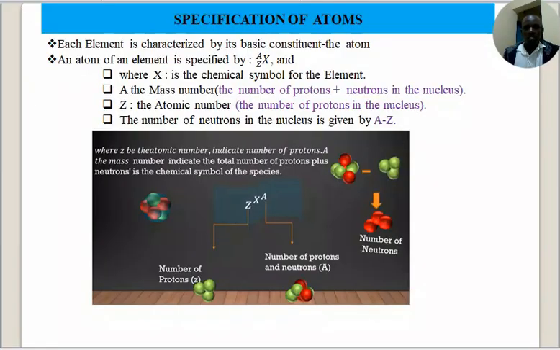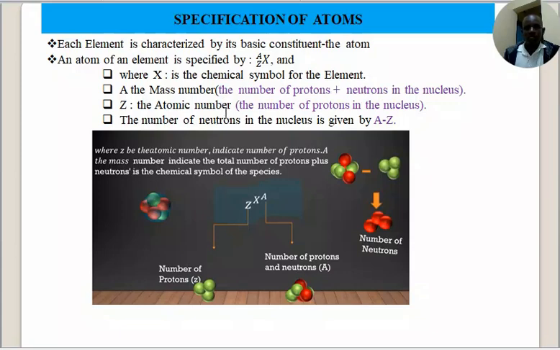we know that each element is normally characterized by its basic constituents, that is the atom itself. And an atom of an element is normally specified by X, superscript A and subscript Z, whereby the X itself stands for the chemical symbol. Of course, the chemical symbol for the element. And then A is the mass number, of course.